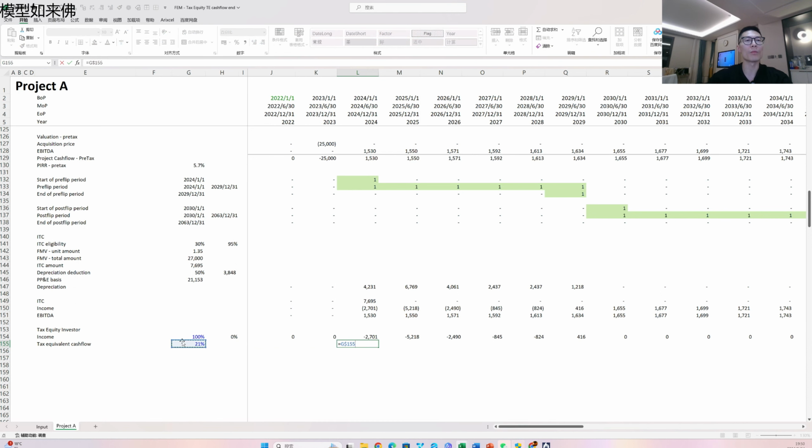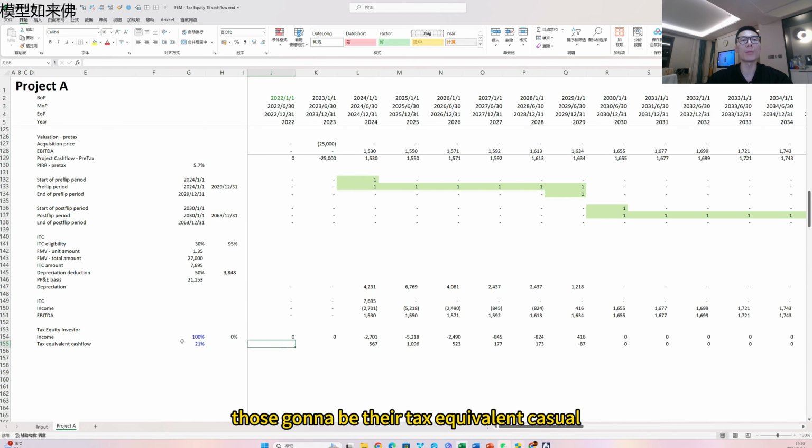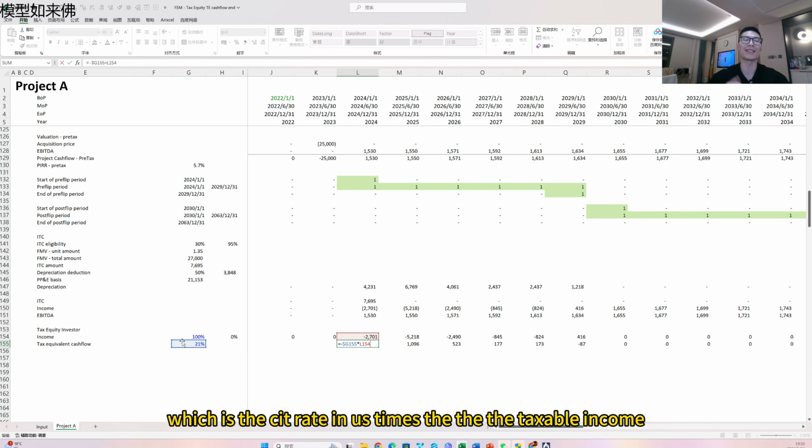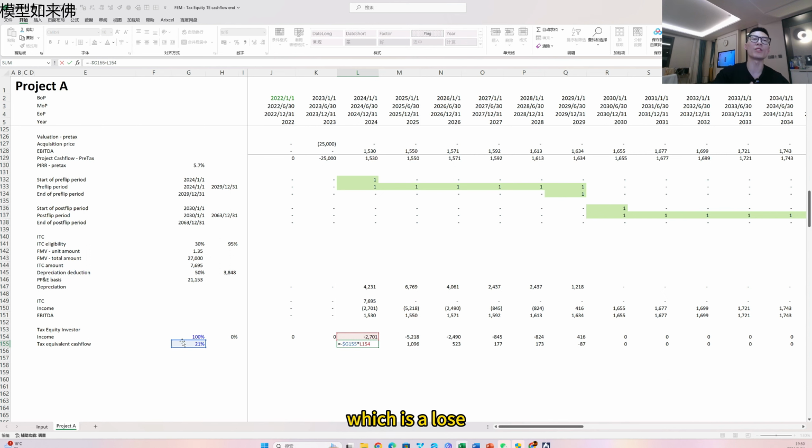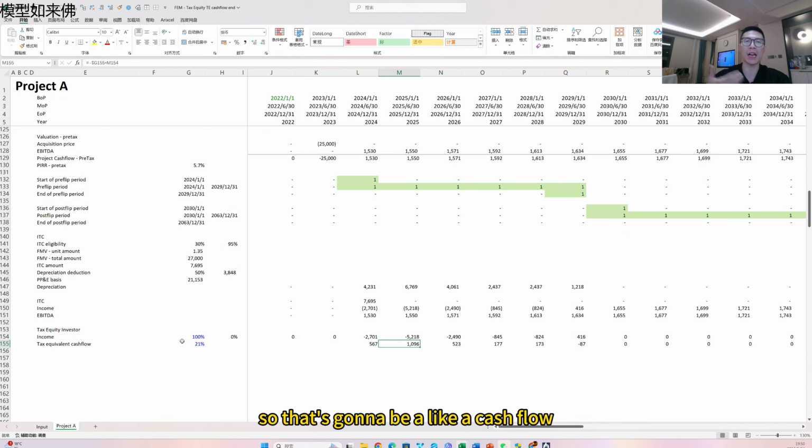So for the tax equity investor, those are going to be their tax equivalent cash flow. As you can see, we use the 21%, which is the CIT rate in the US, times the taxable income, which is a loss that can play as a tax shield in the investor's overall P&L. So that's going to be a cash flow. So that's the tax equivalent.